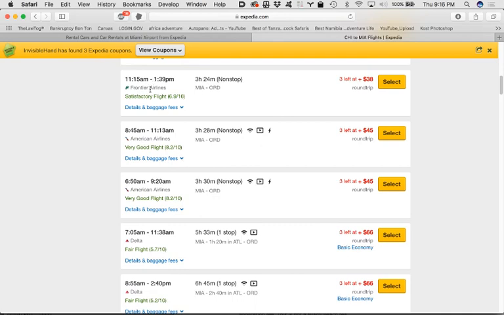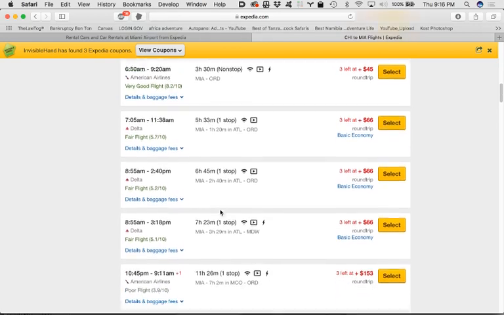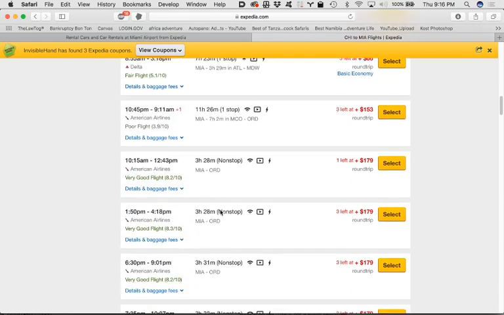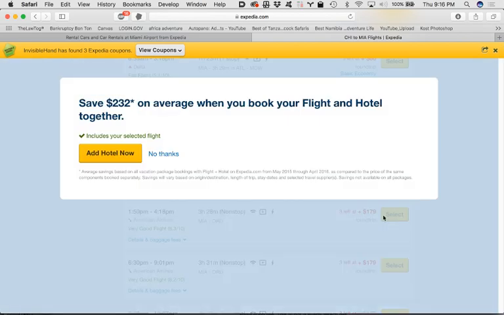Let's go for the 11:15. That doesn't really give us a lot of time, and that's Frontier. I wouldn't do it anyway. So 10:45. Oh, let's do this one, the 150 American. We only need to add $179 to our ticket to do that. I'm not flying to Tommy. Oh, no, you probably are. But that's okay.